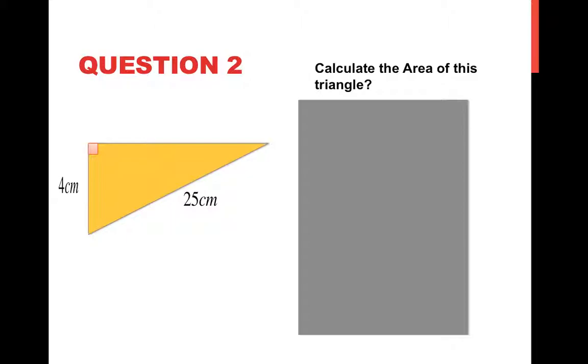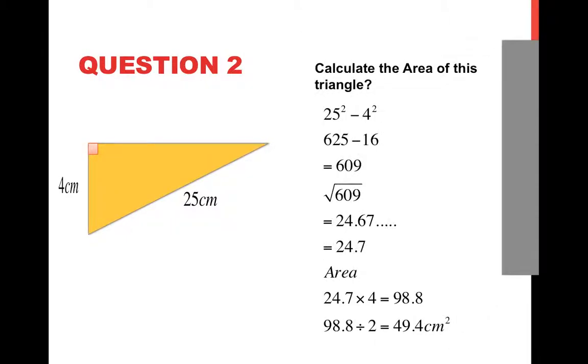So let's have a look at the rules. Yes, we have a right angle triangle. Yes, we have two side lengths and there's no angles, and we need to work out a side length in order to get the area. So we do 25 squared, take away 4 squared because 25 is the hypotenuse, the longest side. So 625 take away 16, which is 609. And we square root this number, the square root of 609, which is 24.67 continuous. But we want it in 3 significant figures, which is 24.7.